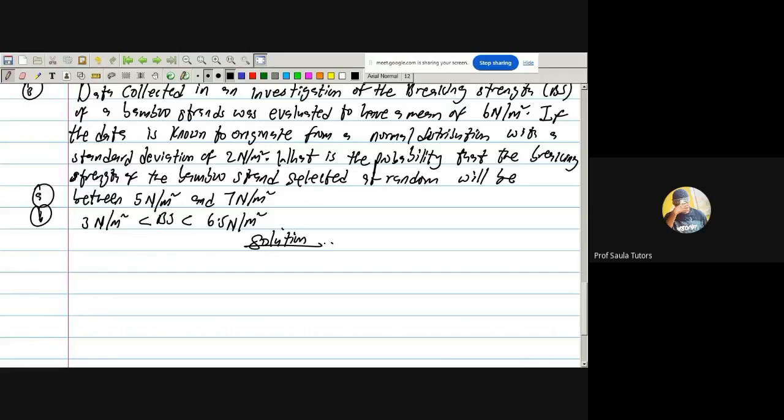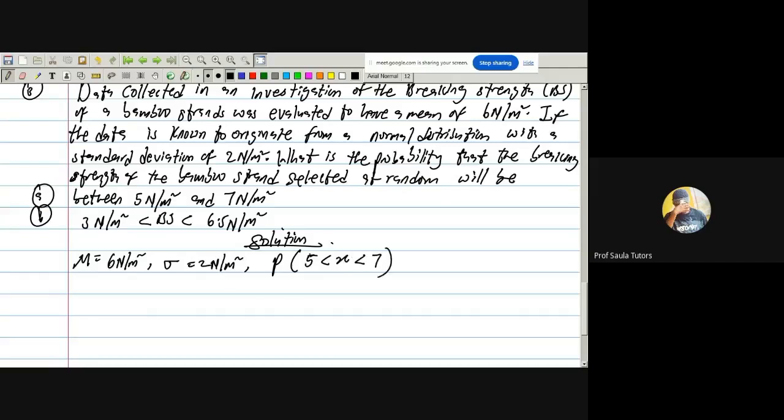Let's go. They said data collected in an investigation of the breaking strength of a bamboo strand was evaluated to have a mean of 6 Newton per meter square. So from the question, the mean is 6 Newton per meter square. The data obeys a normal distribution, and the standard deviation is 2 Newton per meter square. They ask the probability that the breaking strength selected is between this and this, that is, 5 less than x less than 7.